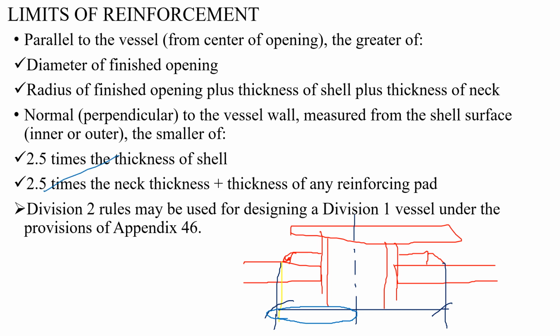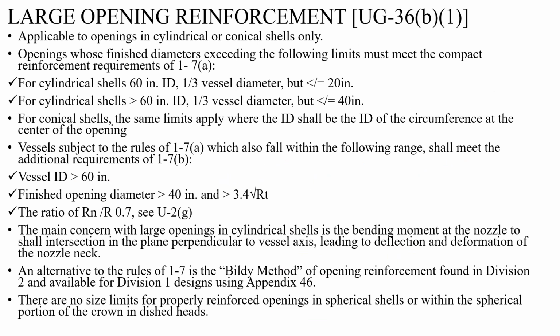I'll not explain this in much detail, but we have one more option, which is Division 2. We can apply the Division 2 formula in Division 1 by using Appendix 46. I have said this earlier also. So, large opening reinforcement. What is large opening reinforcement? For example, if your cylindrical shell diameter is 60 inch or less, and your opening is more than 1/3 of the ID, or more than 20 inch. The next case is if the shell diameter is more than 60 inch, and the opening is more than 1/3 of the vessel diameter, or more than 40 inch.